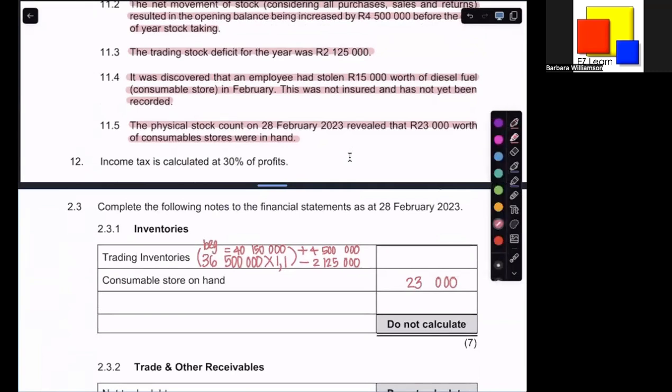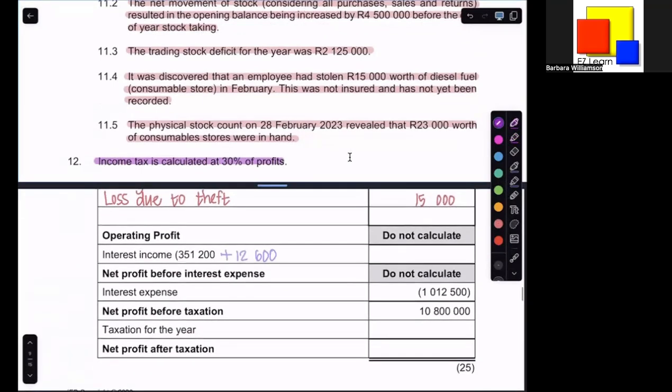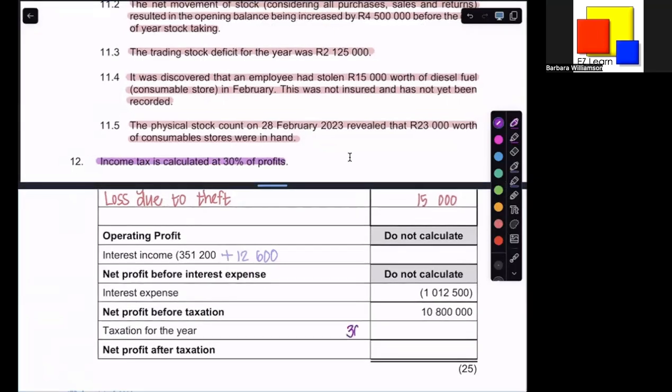We then know that income tax is calculated at 30% of the profits. We can now go to the statement of income. And over here, what I would do is I would simply put a 30%. We can calculate it because the amount has been given, the 10,800,000. And so you'll work it out as 3,240,000 simply by multiplying by 30%.